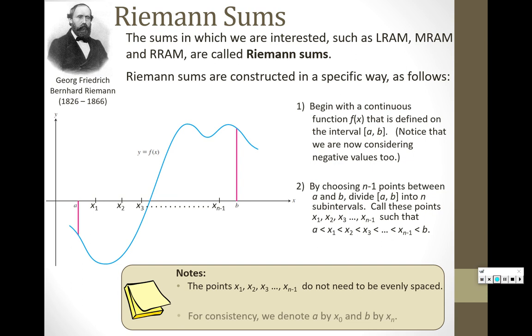We'll evenly space them. And for consistency, we denote x0 by A and xn by B. That's what I was warming up to when I said B minus A. We'll call the first x value A, and we'll call the last value B, and all the other ones will number as x values all the way through. Not a real big deal there.